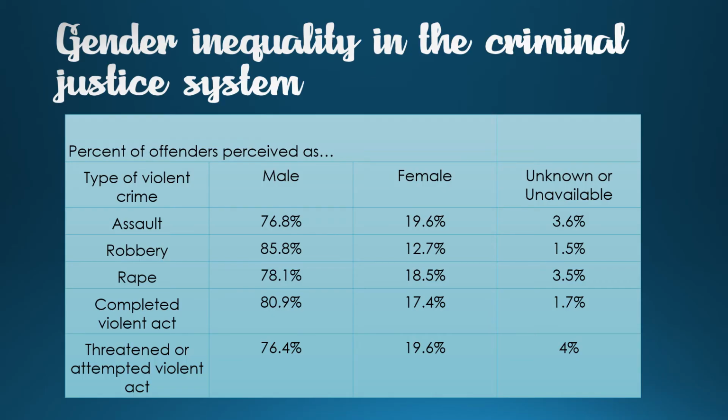So the last form of inequality in our institutional system is the criminal justice system. I brought this data to illustrate the gender divide in offenders. As you can see, the types of violent crimes are listed on the x-axis. So we have assault, robbery, rape, and then threatened or completed act. And then here we have the percentage who are male and the percentage who are female. As you can see, overwhelmingly, men tend to be perpetrators of crime.